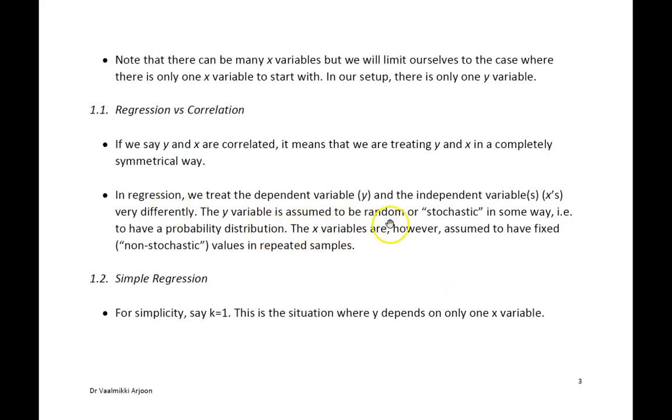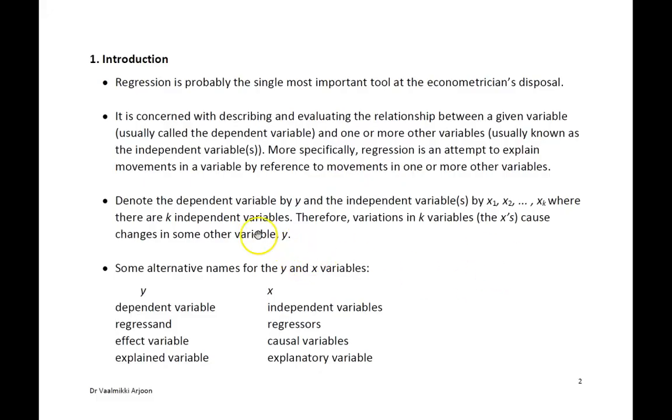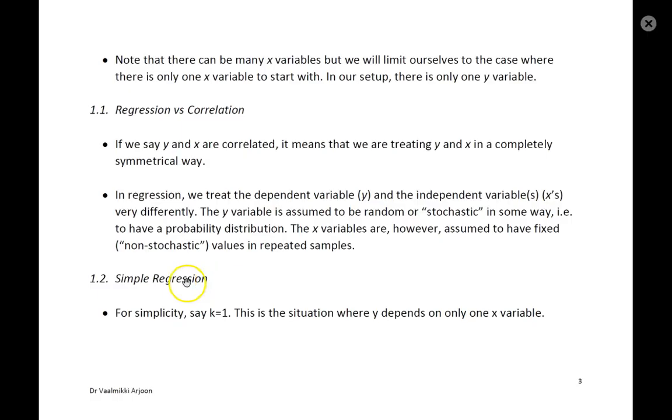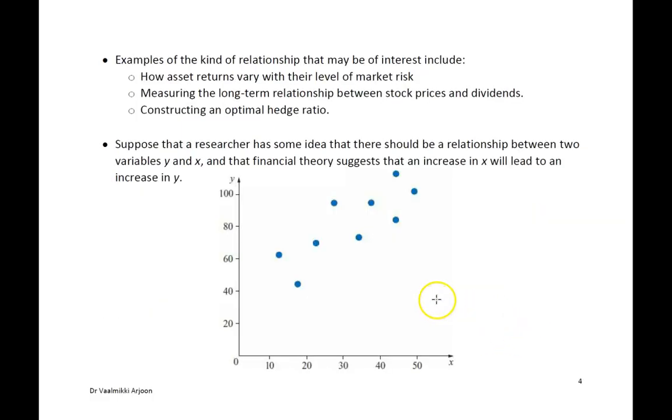The y variable is assumed to be random or stochastic in some way, meaning it has a probability distribution. And the x variables are assumed to have fixed or non-stochastic values in repeated samples. So let's look at a simple regression. We say k is equal to 1, meaning that there's only one x variable. Now, k denotes how many x variables we have, or how many independent variables we have. So in this case, we're saying that we only have one independent variable, so k is equal to 1. We look at how only one x variable affects y.